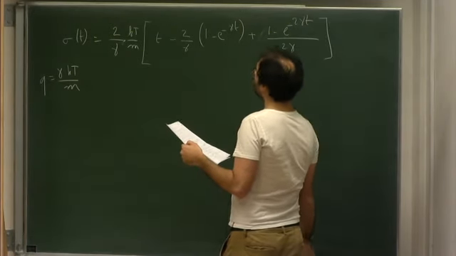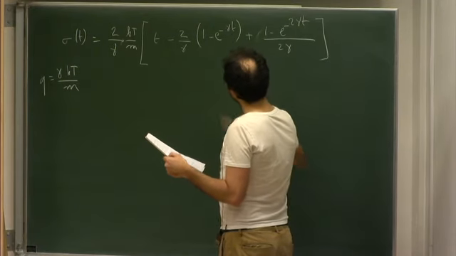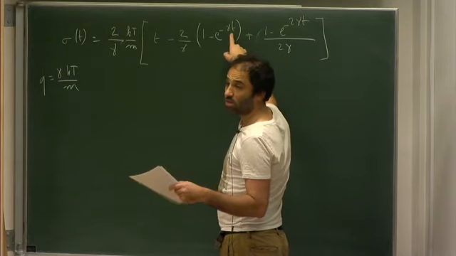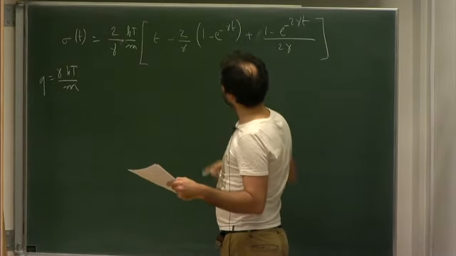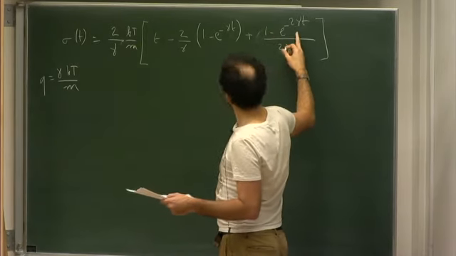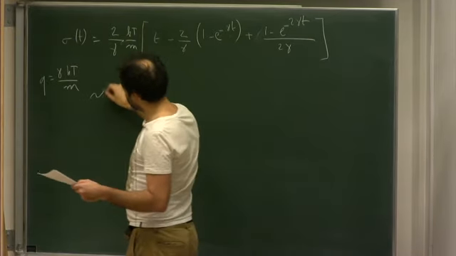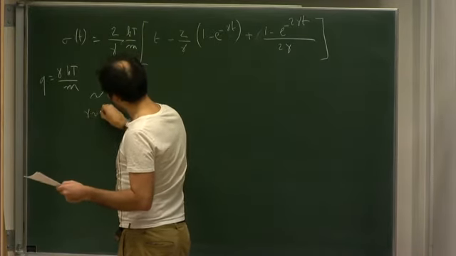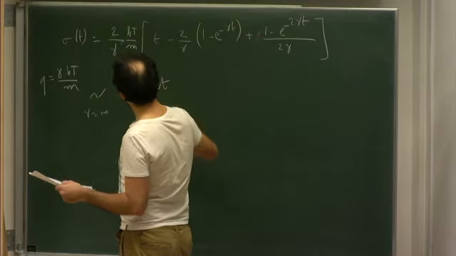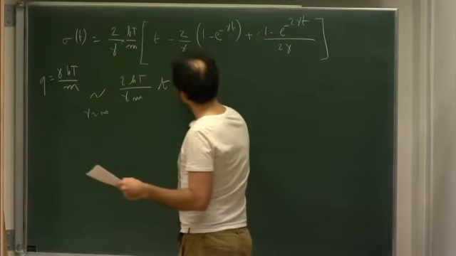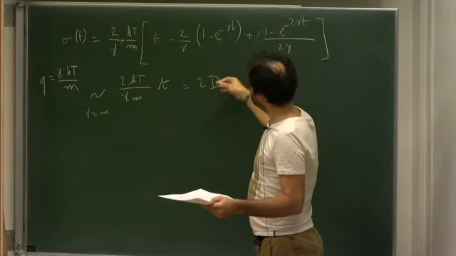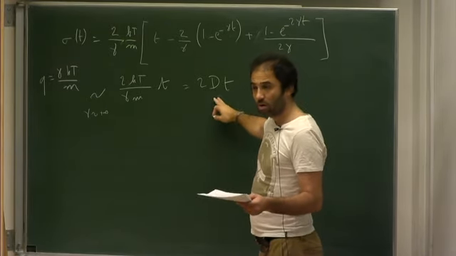So in principle, if gamma is large, for t not 0, this is going to 0, right? This is going to 0, this can drop. So in the first approximation, when gamma is large, this is like 2 kT divided by gamma m times t. So this is exactly 2D t, which is the classical diffusion tensor for the Brownian motion.